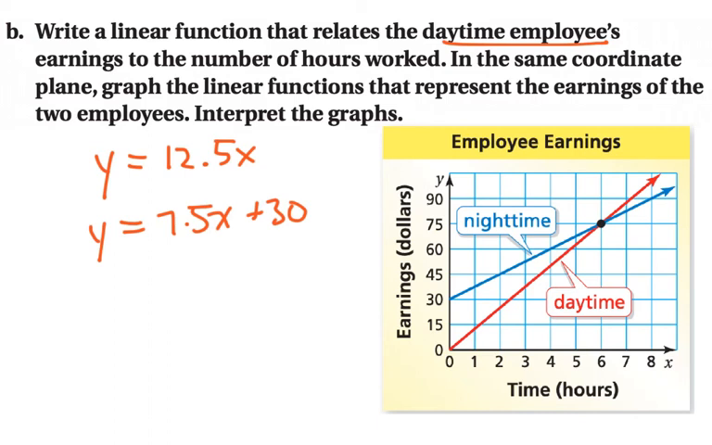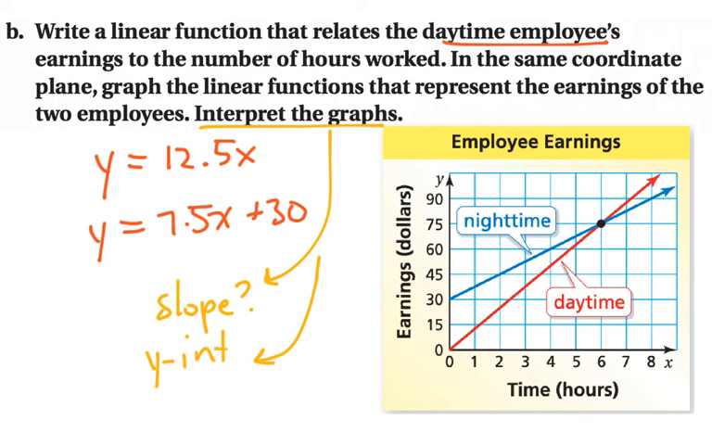But when they ask us to interpret the graph, they are asking us to focus on a couple key features. One, what does the slope tell us? Two, what does the y-intercept tell us? And finally, what does the intersection of the two lines tell us? Those are the main things we'll typically focus on. Okay? So when we look at the graphs, what do the slopes tell us?